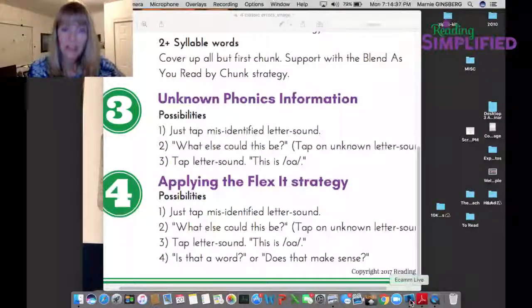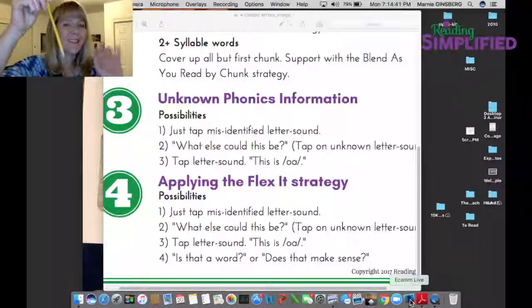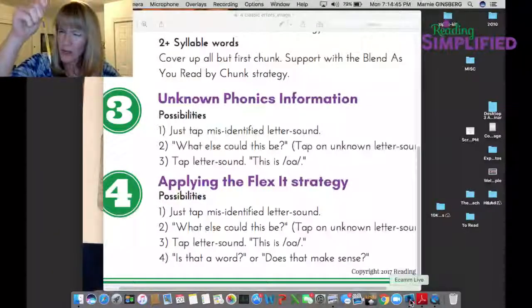So you would do some of the same things you've done before. Tap it, maybe they can figure it out just with that little cue. Oh, this is the thing that's wrong, maybe the Y. Let's tap the Y. Or you could say, what else could this be?